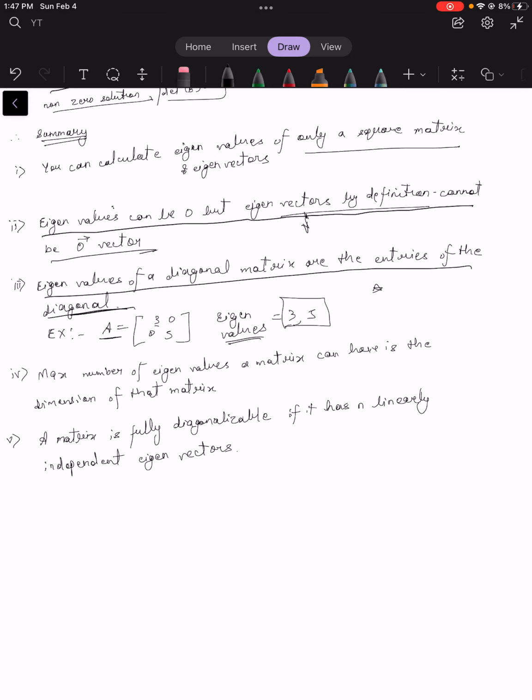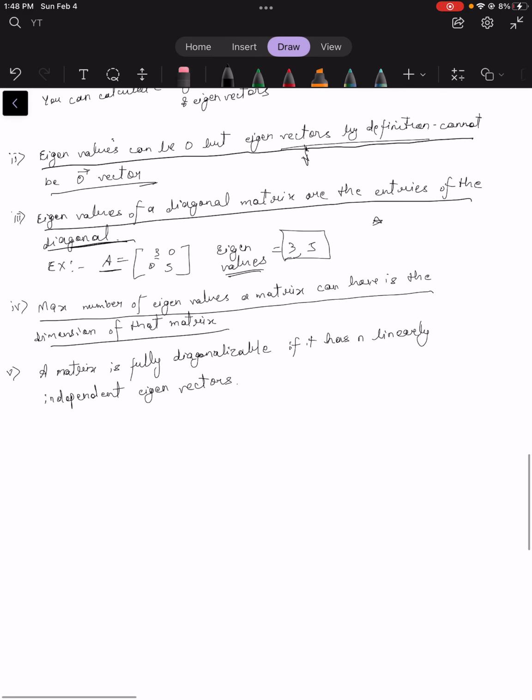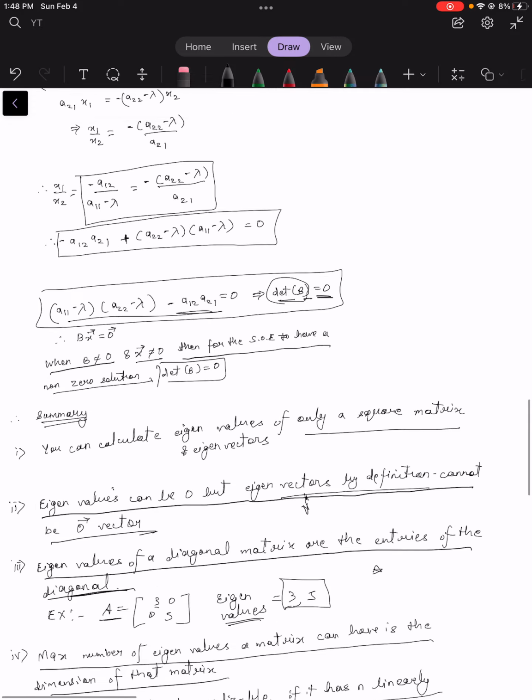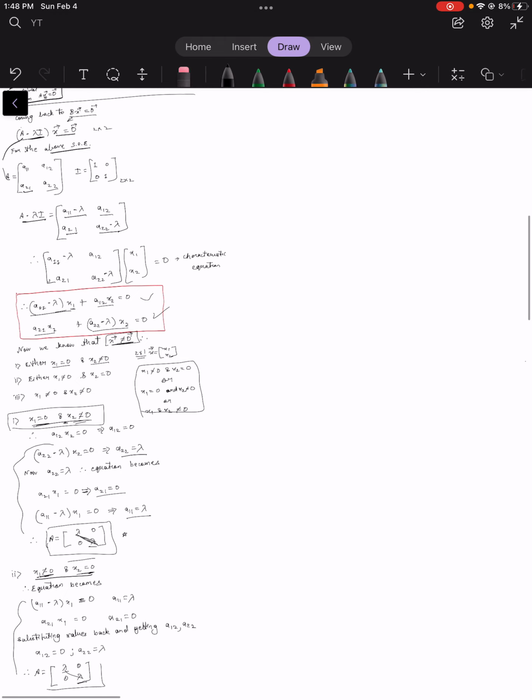The fourth property is that the maximum number of eigenvalues a matrix can have is the dimension of that matrix. We know that an eigenvalue matrix is a square matrix, therefore if the square matrix is 3-dimensional, then it can have at most 3 eigenvalues. And this is a very important property. A matrix is fully diagonalizable if it has n linearly independent eigenvectors. Eigenvalues can be repeated, but eigenvectors have to be completely linearly independent for a matrix to be diagonalizable. So this is all about eigenvalues and eigenvectors.